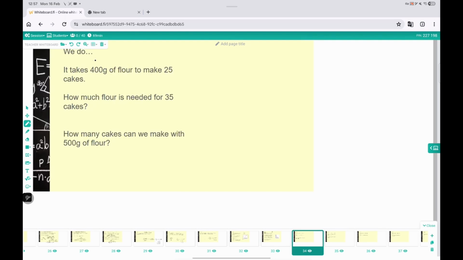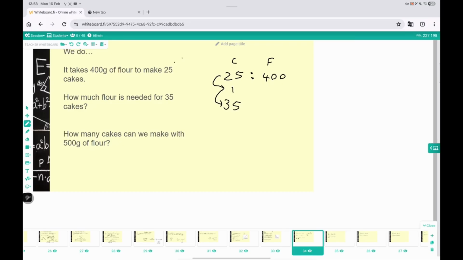Okay, so it takes 400 grams of flour to make 25 cakes. So we can write this as a ratio, 25 to 400. Right, now there are two ways of doing this. I'm going to do my way for now, but you may have had your teacher teach this to you slightly differently. So apologies for any confusion. Right, so we write this down as a ratio. 25 cakes requires 400 grams of flour. We need 35 cakes. So how do we get from 25 to 35? Well, our reliable route is to go via 1.